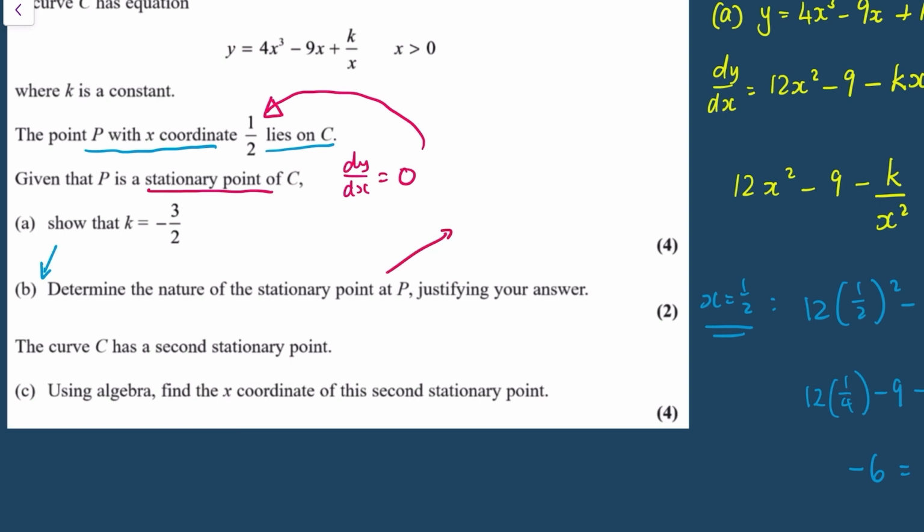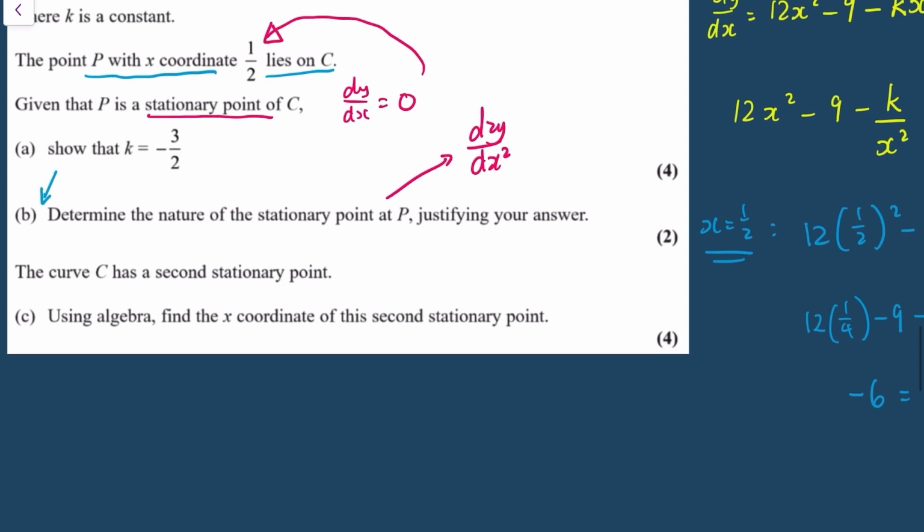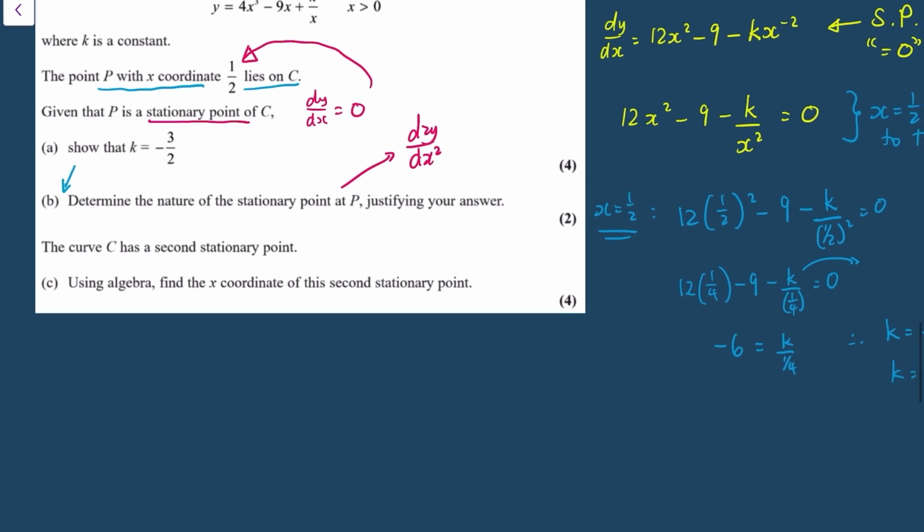So we are going to use d2y over dx squared. And we're going to see, is it positive or is it negative? Because if it's positive, it's a minimum point. If it's negative, it's a maximum point. Okay, so we know that we have here dy by dx, and we now have a k value.